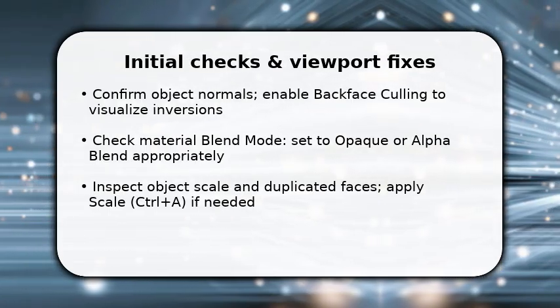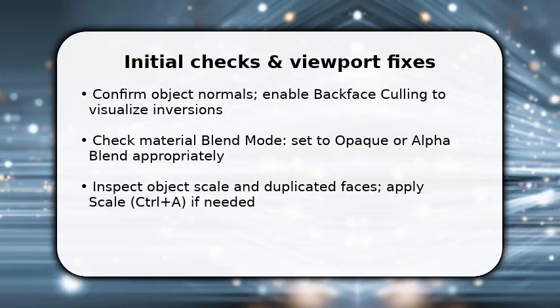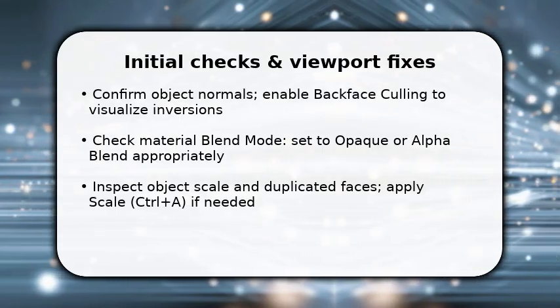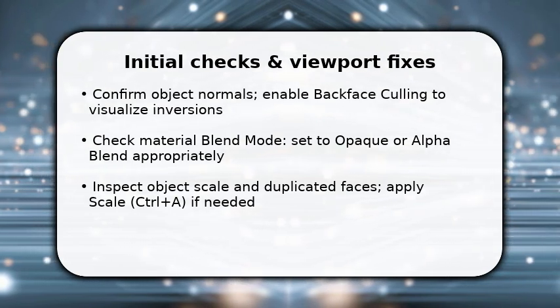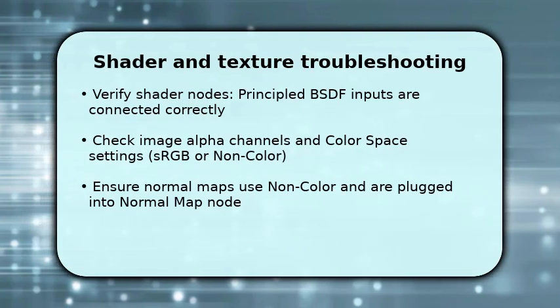Once done, apply object scale with Ctrl+A. Inconsistent scale can break normal maps and shader behavior, so make sure values read 1, 0. Now address shaders and textures.